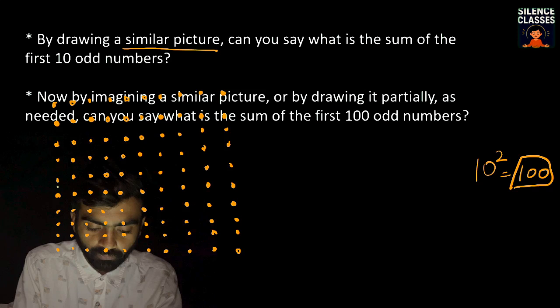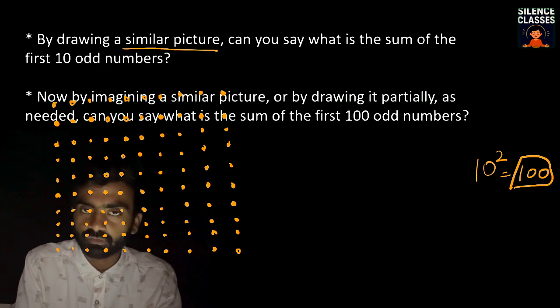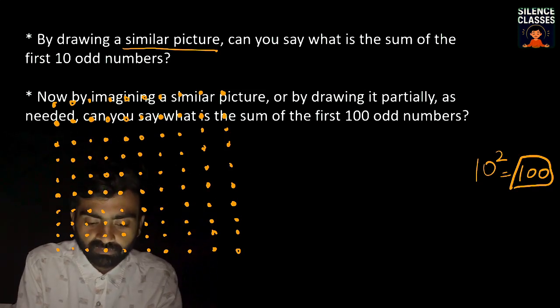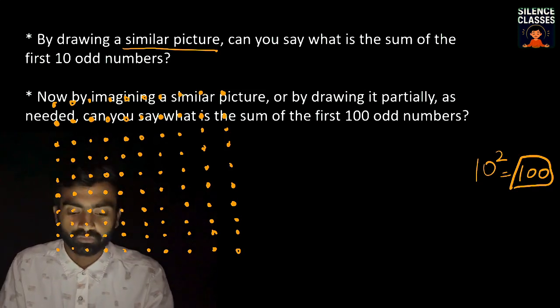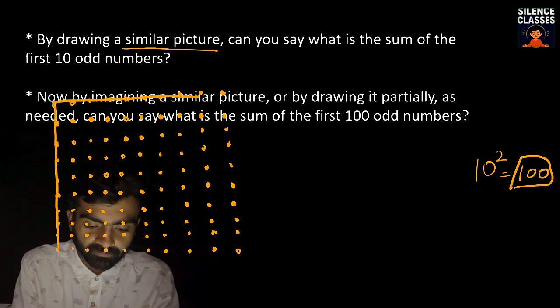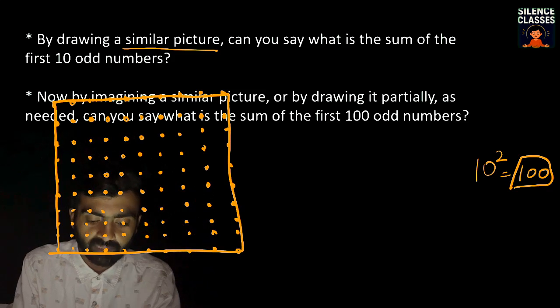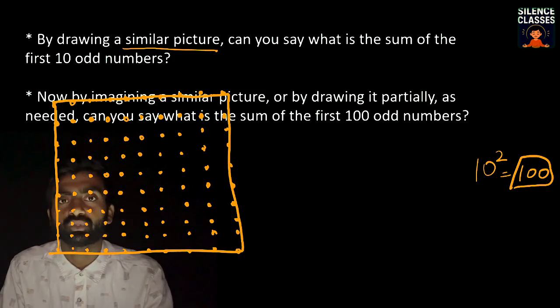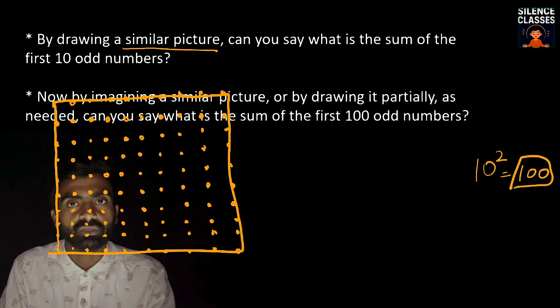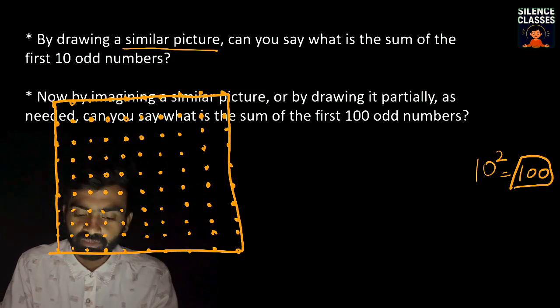1 2 3 4 5 6 7 8 9 10, 10 dots are over here. 1 2 3 4 5 6 7 8 9 10, 10 dots are over here. So you got the perfect square. Okay, and you will get the perfect square, and this is the answer. This is how you have to show it, by using the picture, or you can say the diagram. Okay, this is the way you have to do it.